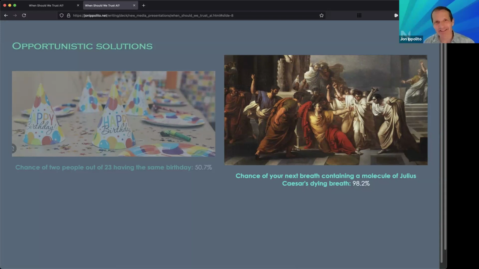How is that even conceivable, right? Like, how can we imagine that every one of my next breaths is going to contain a molecule of Julius Caesar's last breath? It's just nutty. So how is that possible?